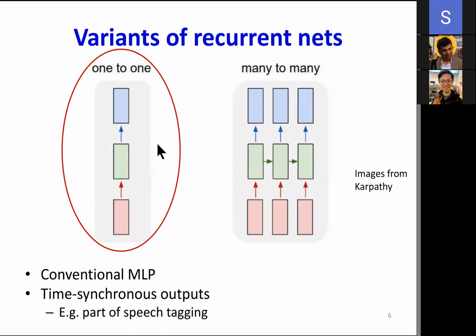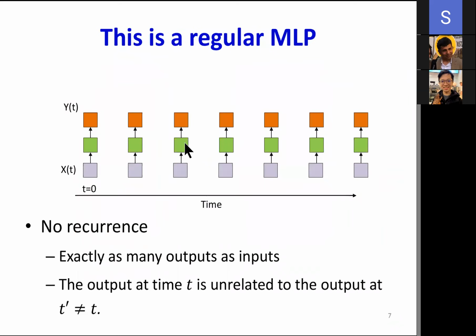Let's first take a look at this guy over here, which is just a simple MLP. Here there's no longer any recurrence. If I have a sequence of inputs, I have a sequence of outputs. You have exactly as many outputs as inputs. But there is no recurrence, in that the processing at this time is not influenced in any manner by the process at this time. So the processing at the individual times is independent.